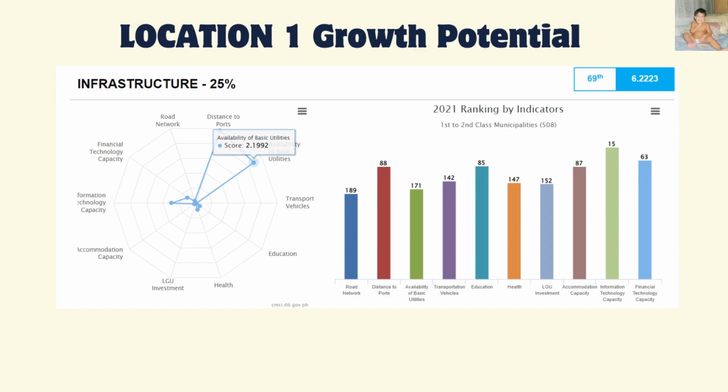Location 1, growth potential. So, Balamban is a first to second class municipality. The data shows that among 508 municipalities, Location 1 is ranked 69th when it comes to infrastructure projects. The top four priorities are road networks, health, availability of basic utilities, and LGU investments.